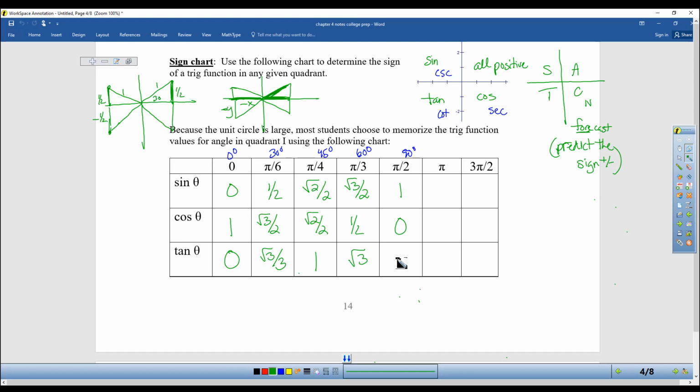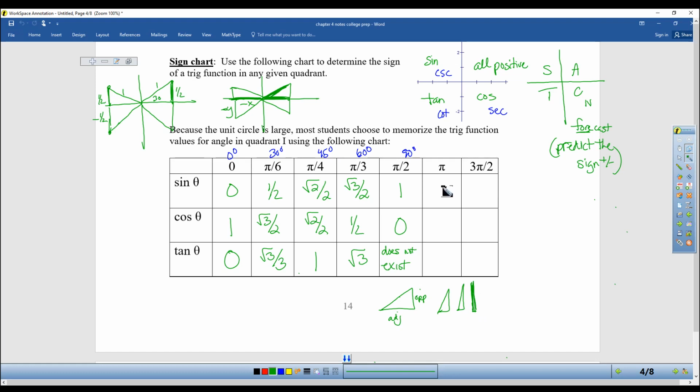And you can't divide by 0. So this one does not exist. You can't do tangent of pi halves. Because tangent, remember, is opposite over adjacent. And if you keep making this triangle bigger and bigger until you're at the top, then it's the hypotenuse over 0. You just can't divide by 0.